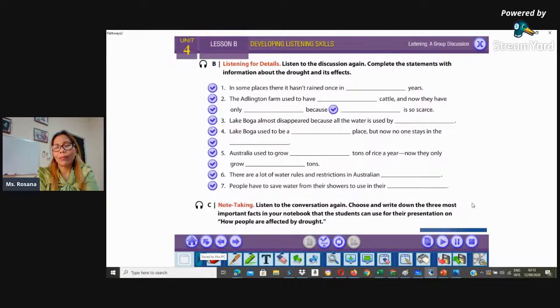I know. The article has some really good photos. Maybe we can show them to the class. Look, here's one of a farm family. Their name is Adlington. They sure don't look happy. What does their farm produce? Milk. They used to have 500 cattle and now they only have 70 because grass is so scarce.